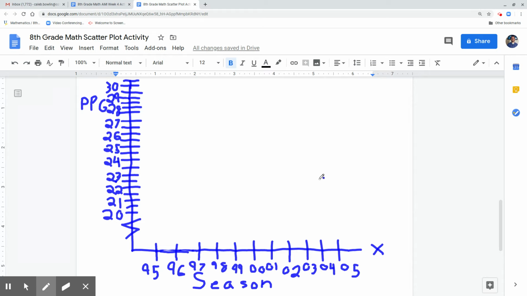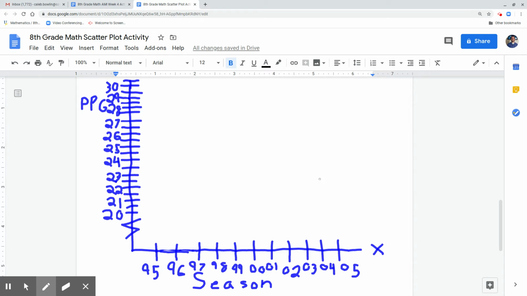Okay, so let's take a look at how I decided to do my scale. Now, I decided to just do this as a sketch instead of on graph paper, as I'm assuming that's what most of you are doing as well. So if you look down here on the x-axis, I went up by 1 year at a time, being the year that the season finished. So I have 95, 96, 97, 98, 99, all the way up to 2005.